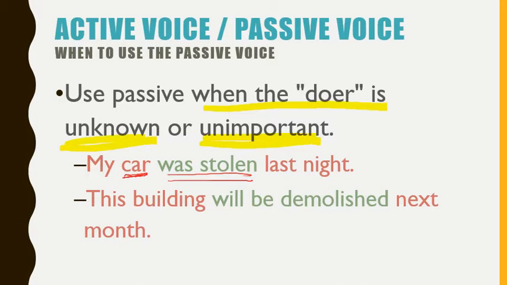Next sentence says, this building will be demolished next month. Who's doing it? Well, some construction workers, demolition workers from the city, or some private contractors, or whoever. I don't know them. I don't need to know them. It doesn't matter. That's not important. What's important is that the building will be demolished. Okay? So that's the passive voice when the passive voice is justified.